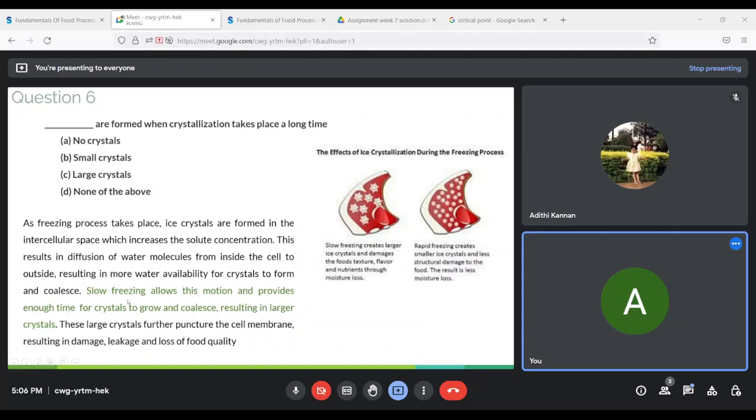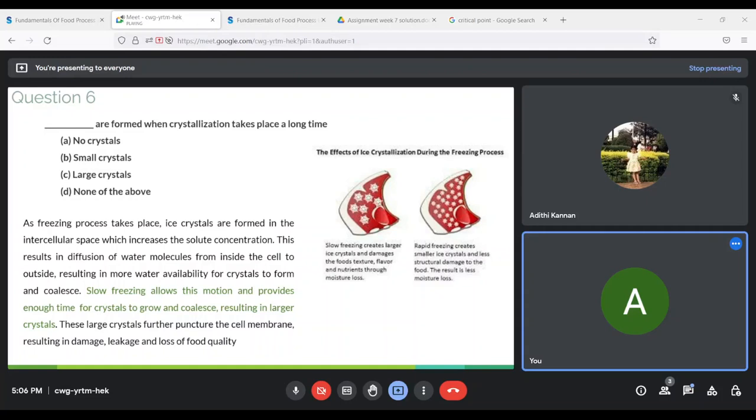In case of slow freezing, you will have enough time for this diffusion to take place. When you are freezing the product very slowly, water molecules have enough time to come out of the cell, form crystals, grow and then coalesce. So slow freezing results in large crystal formation, and these large crystals then puncture the cell membranes. This puncturing causes damage and results in leakage of the cell contents and also loss of food quality.